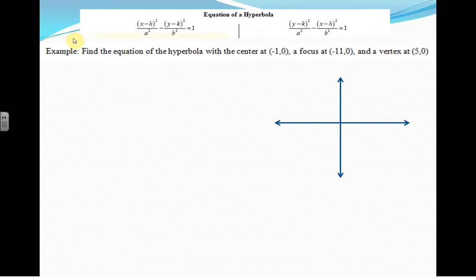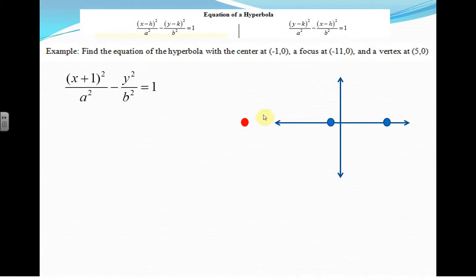Find the equation of the hyperbola with center at negative 1, 0 and focus. So we're going backwards, people. Remember, plot what you have and try to figure it out from there. So if I have a center here and my focus is at negative 11, 0, but my vertex is at 5, 0, well, that's a lot prettier of a value for me to deal with.